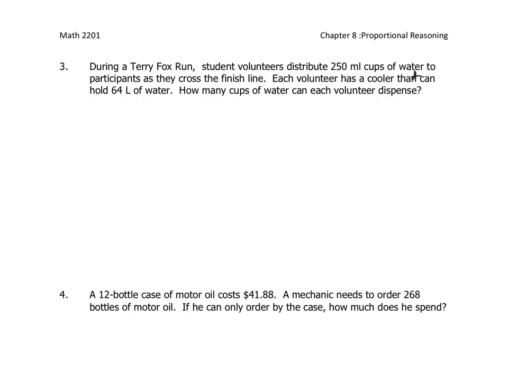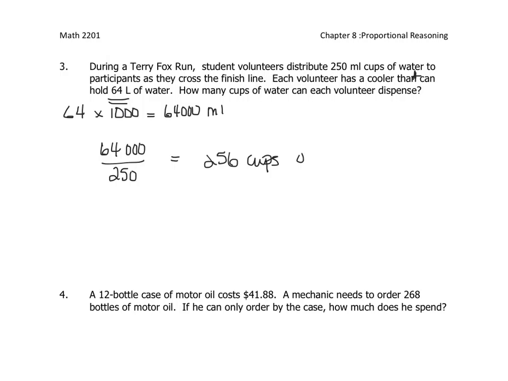So what we want to do there first is change the 64 liter container to milliliters. There are 1,000 milliliters in a liter, so 64 times 1,000 would give you 64,000 milliliters of water in each cooler. So then to figure out how many cups of water, you would go 64,000 divided by 250, to figure out how many 250 milliliter cups can fit in 64,000. So that would be 256 cups of water.